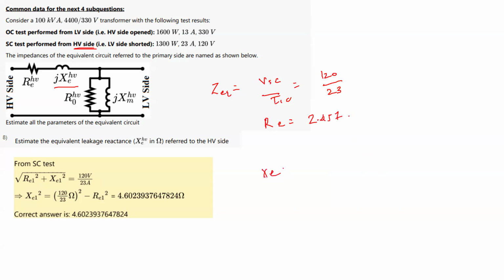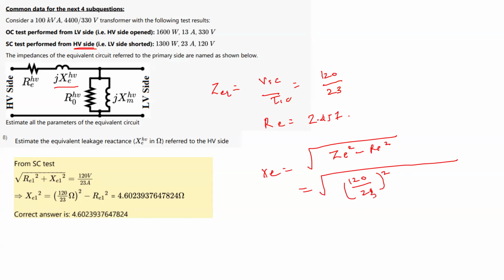Now what is XE? XE is nothing but ZE square minus RE square. Okay, so that is what you have to do. You do this, you will get your answer already referred to the HV side, because this short circuit test is by default done on the HV side, and using the values here will give you VSC and ISC, which are available on the HV side, giving you parameters referred to the HV side.